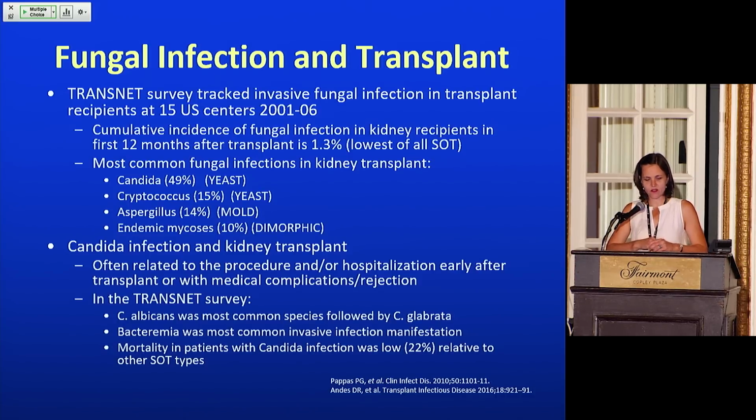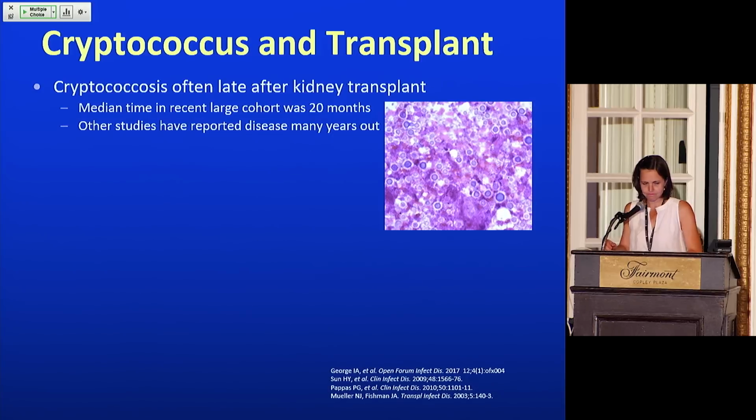In the Transnet survey, Candida albicans was the most common, followed by Candida glabrata. And I'll remind you, glabrata is the one that can be resistant to fluconazole, which makes it a little bit of a pain to treat. Fungemia was the most common invasive manifestation. And mortality in patients with Candida infection was low in kidney transplant patients relative to other solid organ transplant patients.